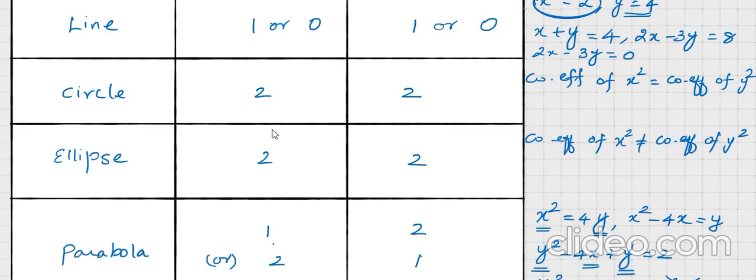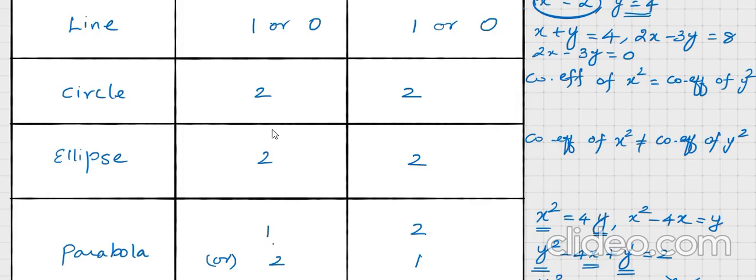The only thing is, for a circle, the coefficient of x square will be equal to the coefficient of y square. For an ellipse, the coefficient of x square will not be equal to the coefficient of y square. Okay, both should carry the same sign. Keep in mind, both should carry the same sign. They should not be of different signs. Each and everything we are telling here is the most important thing, as they are the basics. Keep in mind. Now we are going to write some examples.